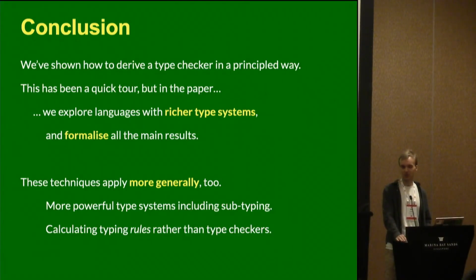These techniques do apply more generally to what I've shown you here, as I say. So subtyping, for one. In some upcoming work, we have also looked at calculating typing rules rather than type checkers in somewhat a similar way. I think a very interesting way of looking at this as well, but typing rules rather than checkers, so not a function, but a relation. And I think that there's a lot of cool stuff that you can look at in this area.